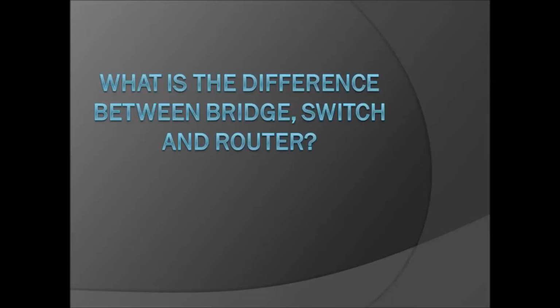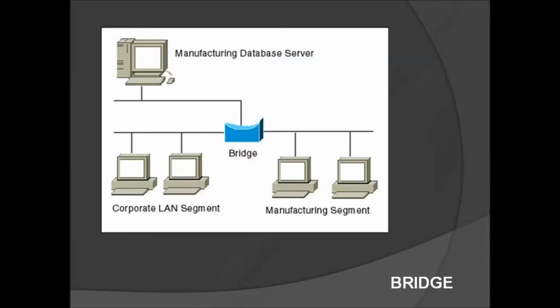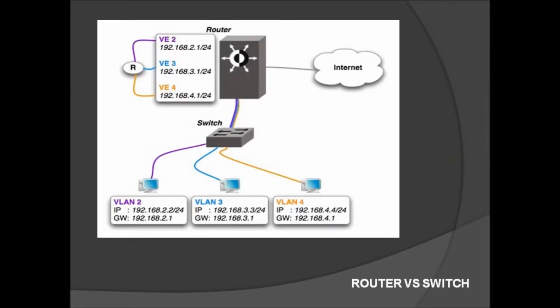Towards the first question, what is the difference between bridge, switch and router? Bridge is a product that connects a local area network, LAN, to another local area network that uses the same protocol, whereas a switch, when compared to bridge, has multiple ports. A router, like a switch, forwards packets based on the address.